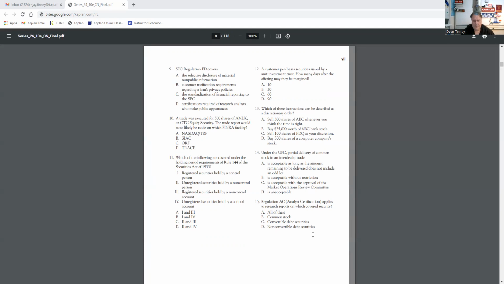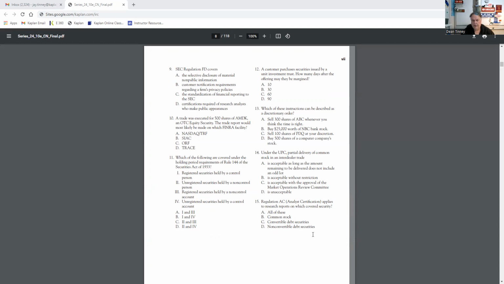11, which of the following are covered under the holding period? Be careful, giant reading test. They're not asking about volume notations. It's a question about holding periods. So the holding period under Rule 144 is about unregistered securities, and then we have to hold them 6 months. And so the answer is 2 and 4, which is D.